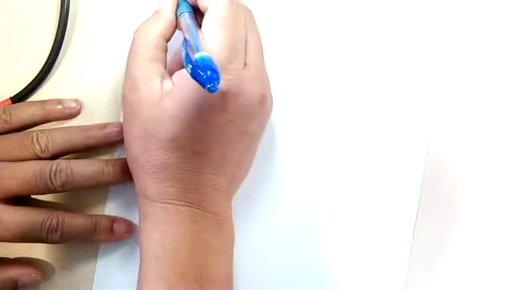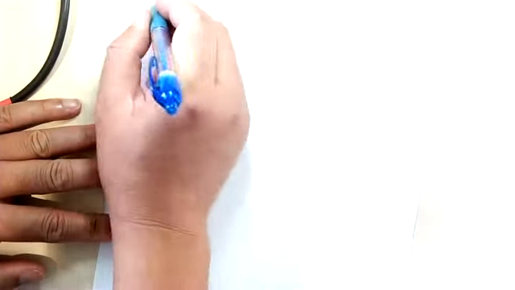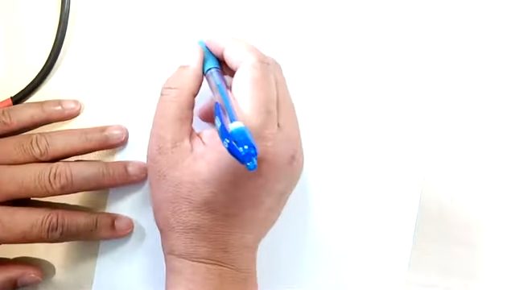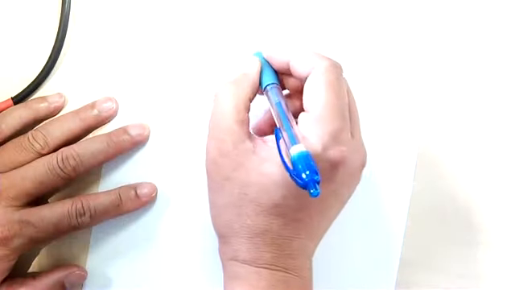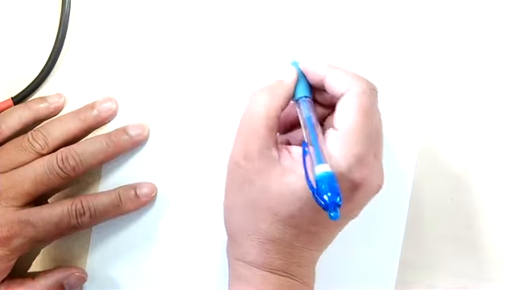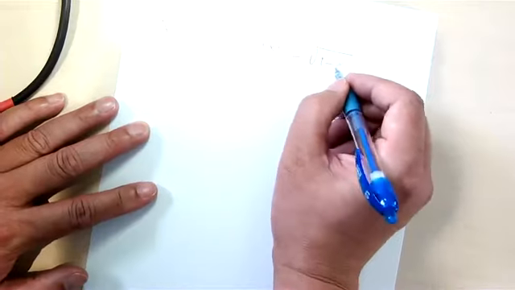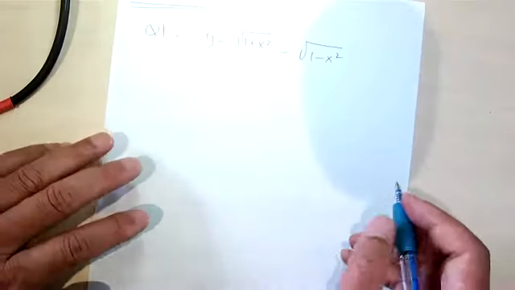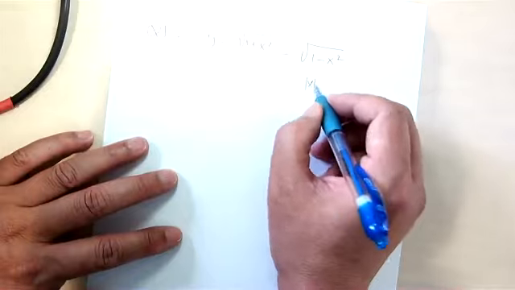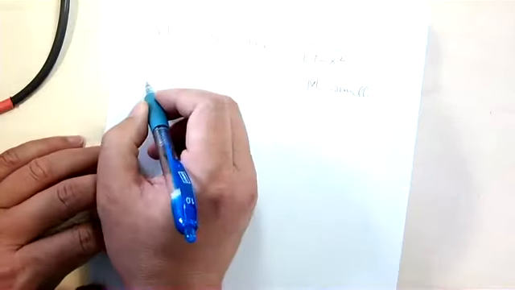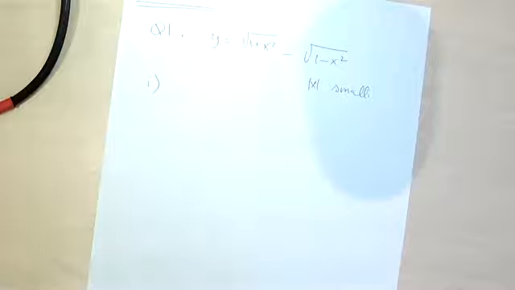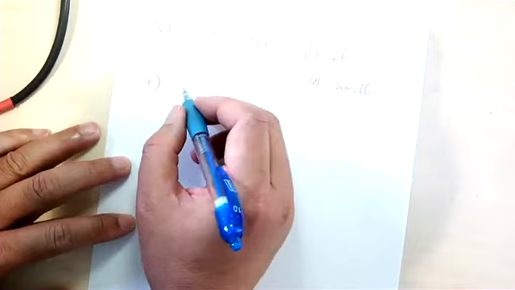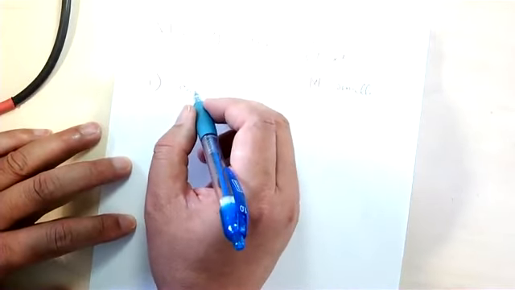So question number 1, review, yeah? Suppose you have y equals square root of 1 plus x squared minus square root of 1 minus x squared. Okay? So x is very small. So you can see that this formula could have a catastrophic cancellation.